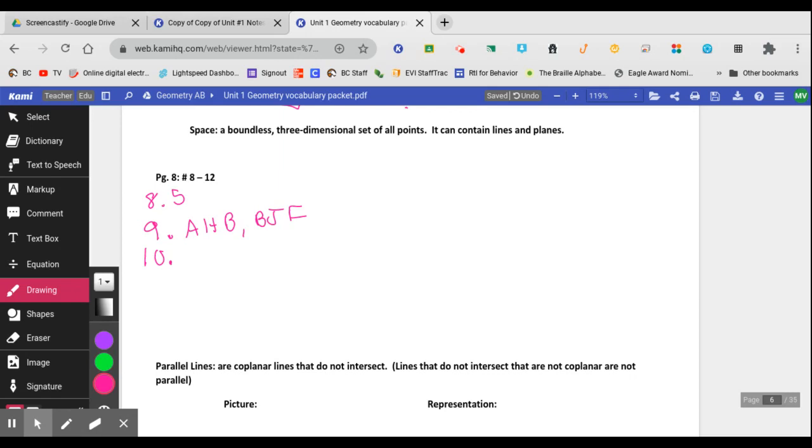Number 10, are points A, H, G, J, and D coplanar? So A, H, J, and D. No, because A, H, and J lie in plane ABF. However, point D does not lie in ABF. 11, are points B, D, and F coplanar? Yes. They are 3 points. 3 points are always coplanar. They make a plane.